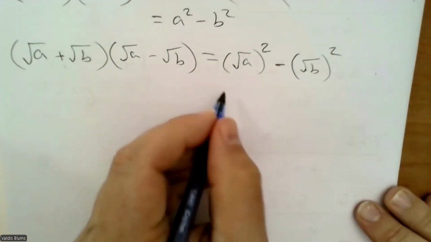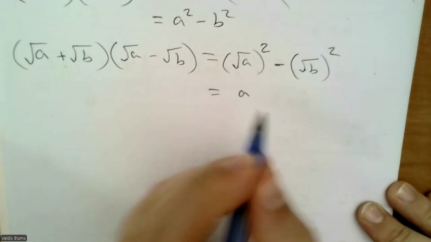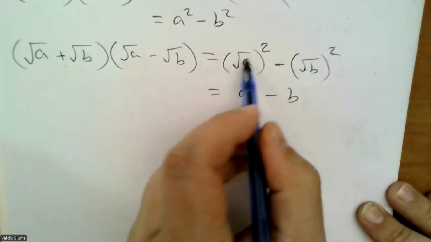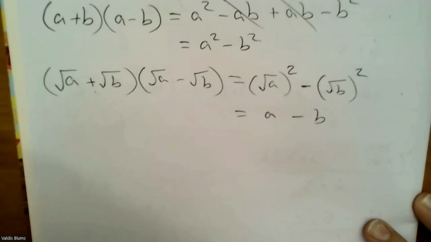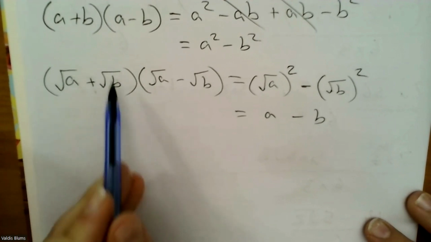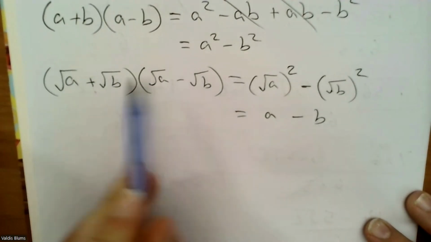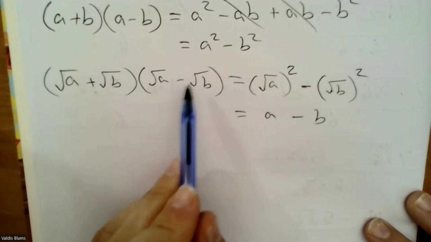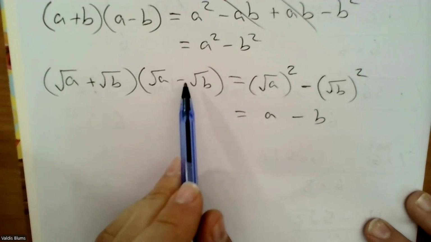So hopefully you can see where this is going. You now have A minus B. So the squares and the square roots cancel each other out. You have an A minus B. So if you have something on the denominator that looks like this, you'll be multiplying it with its conjugate. So the symbol in between the two, instead of it being positive, you'll be multiplying it with a negative, or vice versa.